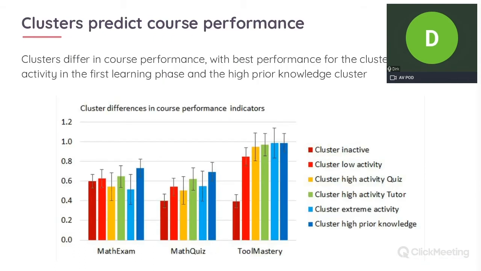Okay, then you see a clear relationship with performance, although the differences are not as large as the differences in activity. But we will see that especially in the math exam and math quizzes, this dark blue group comes out best.